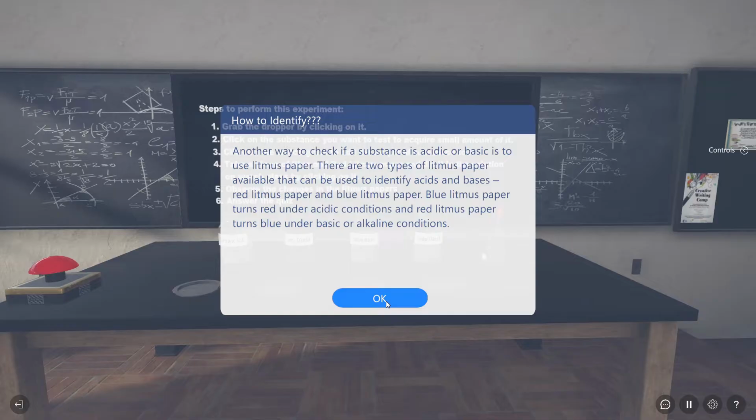Another way to check if a substance is acidic or basic is to use litmus paper. There are two types of litmus paper available that can be used to identify acids and bases: red litmus paper and blue litmus paper. Blue litmus paper turns red under acidic conditions and red litmus paper turns blue under basic or alkaline conditions.